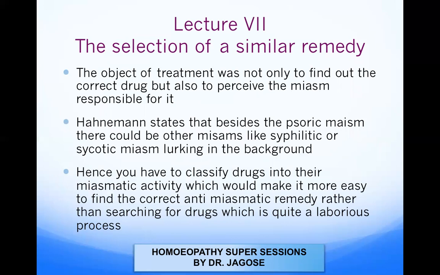Hence, you have to classify the drugs according to miasmatic activity, which makes it easier to find the correct anti-miasmatic remedy rather than searching for drugs, which is quite a laborious process. So Hahnemann says, in order to simplify the process of prescribing according to the miasmatic activity, the drugs have to be classified into antipsoric, antipsychotic, or antisyphilitic. By doing so, it will be much easier for us to prescribe rather than searching the drugs, which are many in our materia medica, a quite tiring process. So if you group the drugs according to the miasm, it becomes much easier to select the right remedy.